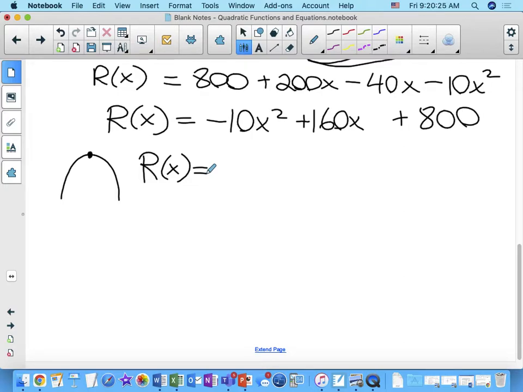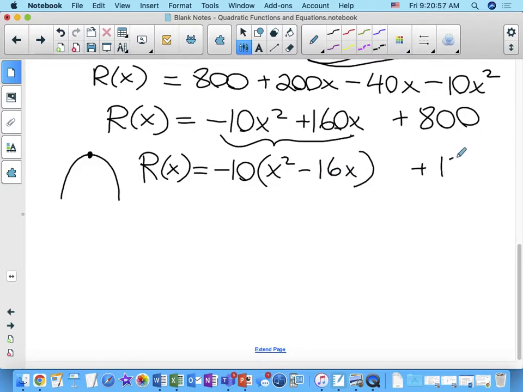Yeah, so if I look at these two terms and group them, I got to factor out the a value from those two terms, okay? So I'm going to take out the negative 10, and I'm left with x squared, and then what would go here? Minus 16x, yes, plus 800. And this has to be negative because negative 10 times negative 16 is positive 160. Okay?